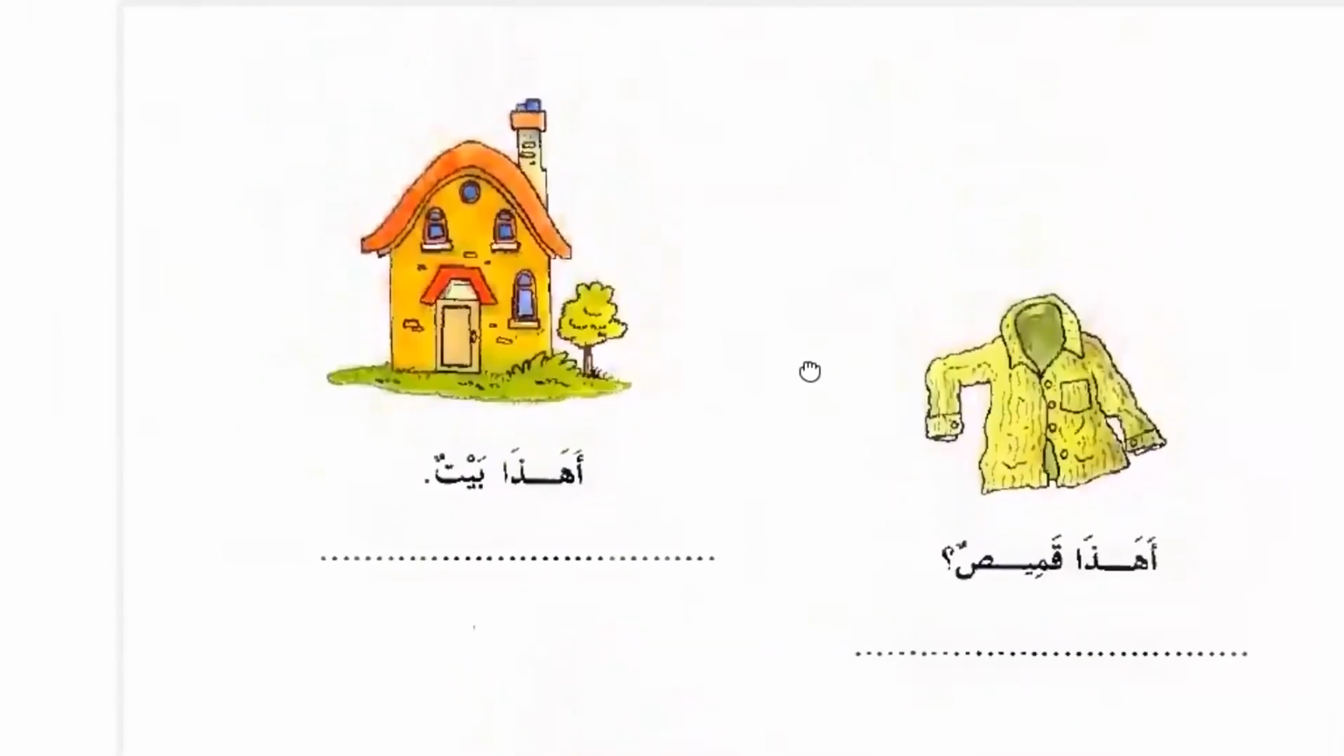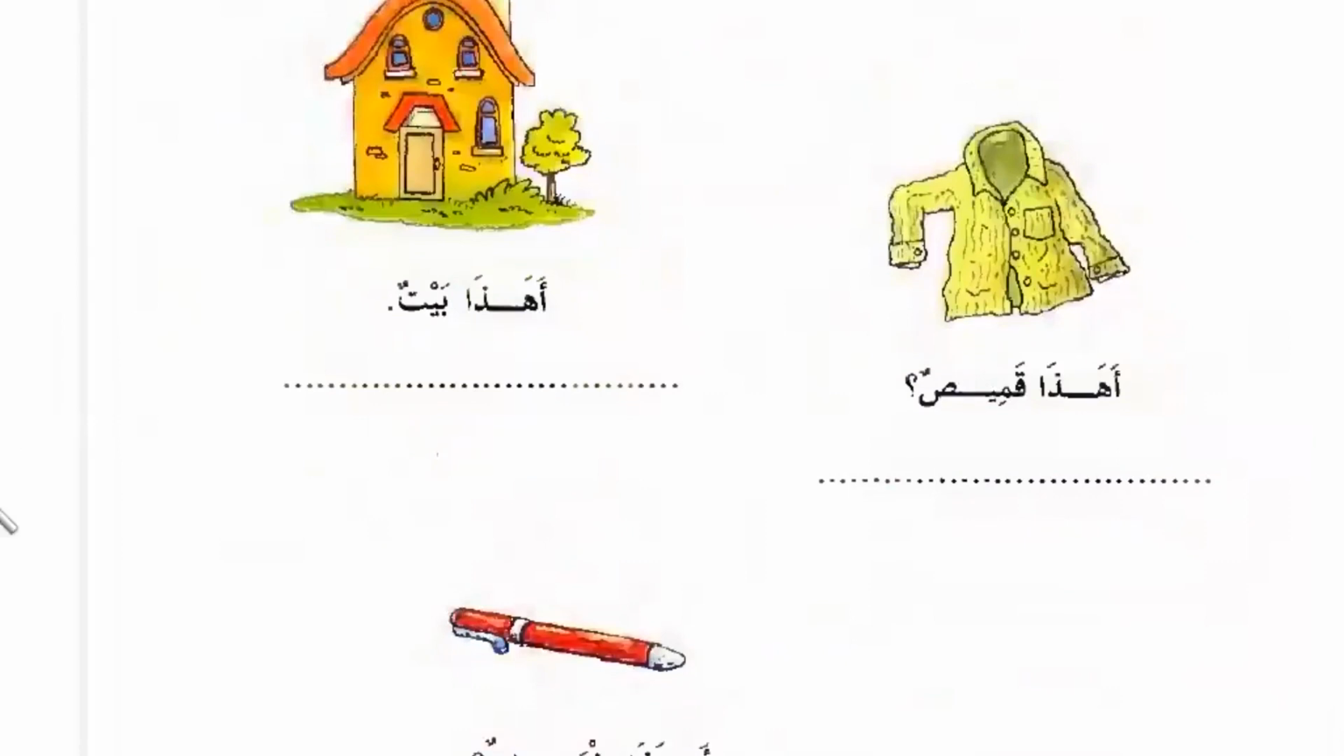So they are still asking the questions here. You can see, a haza qamisun? So is this a shirt? If someone should ask you, a haza qamisun, is this a shirt? Naam, haza qamisun. I said you can answer by saying naam or la. So naam, haza qamisun. Yes, this is a shirt. Haza baitun, is this a house? Naam, haza baitun. Yes, this is a house.